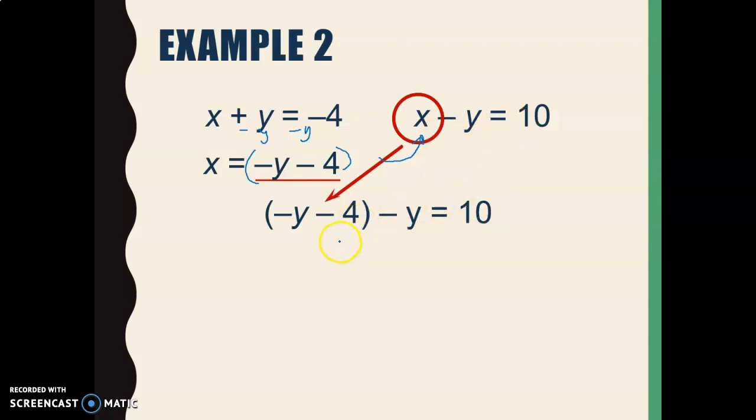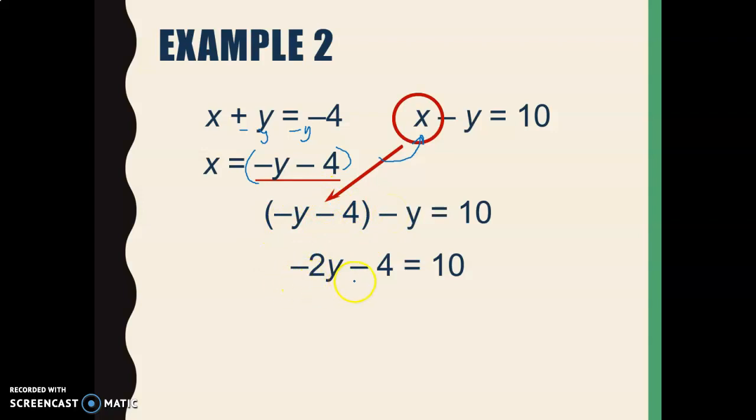From here, we simplify by combining like terms. Negative y minus y is negative 2y. Minus 4 equals negative 10. Remember that this is not multiplication because we've got a plus or minus sign in between here. So we're not multiplying anything after by this parentheses here.